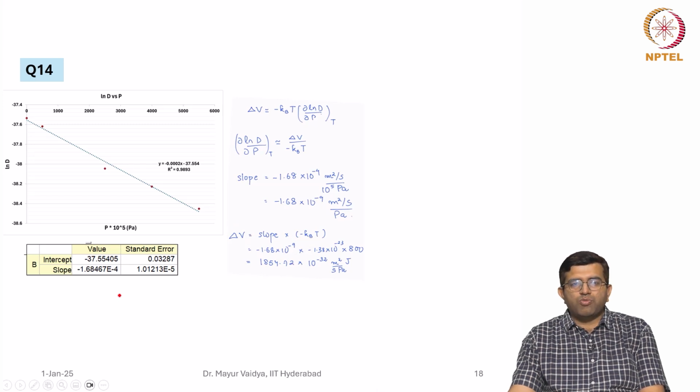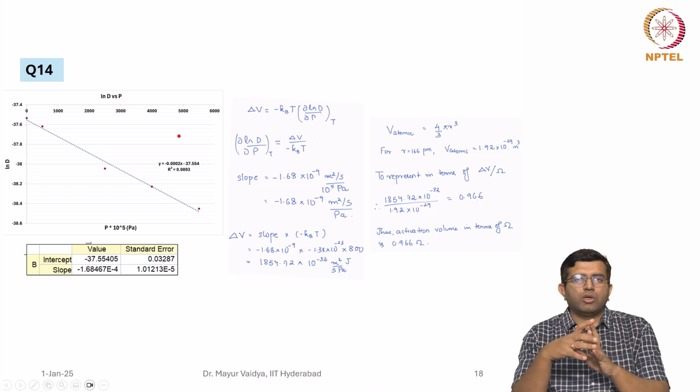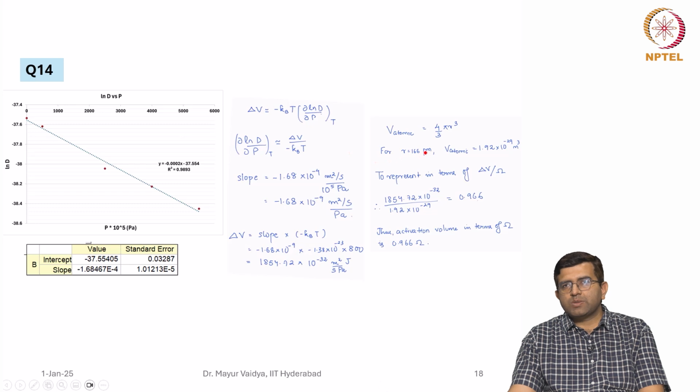Now, delta V we typically represent in terms of atomic volume. So, the atomic volume is 4 by 3 pi r cube, with r equal to 166 picometer. The data was taken from the gold diffusion, so I am using r equal to 166 picometer, which is the atomic radius for gold, and therefore, the volume comes out to be 1.92 into 10 power minus 29 meter cubes. If you want to represent activation volume in terms of omega, the atomic volume, then you simply divide it. So, you get the answer as 0.966 omega.